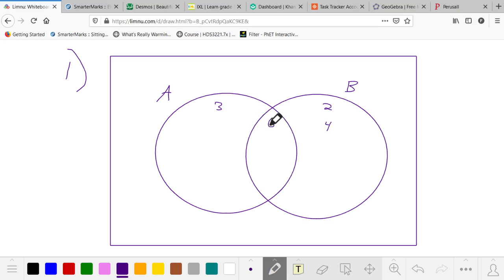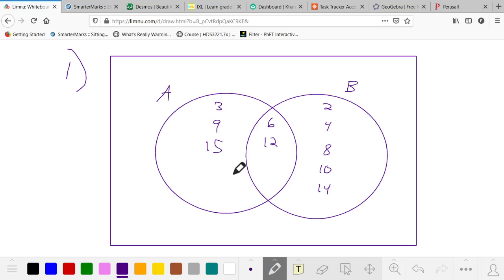6 is in all of the sets. 8 is in B but not A. 9 is in A but not B. 10, B but not A. 12 is in both. 14 is in B but not A, and 15 is in A and not B. So we have done the illustration based on set diagrams.